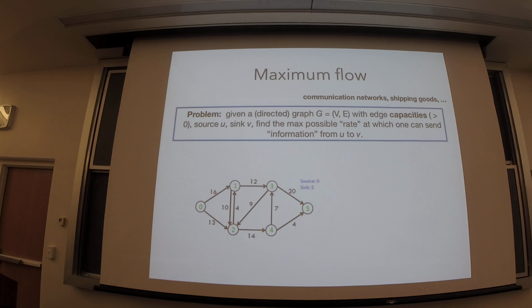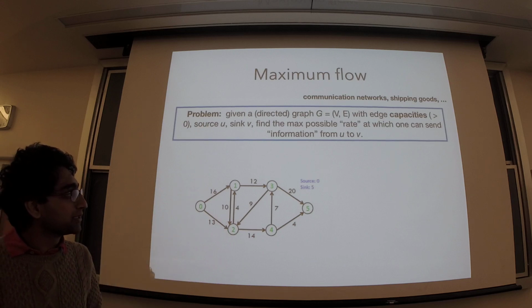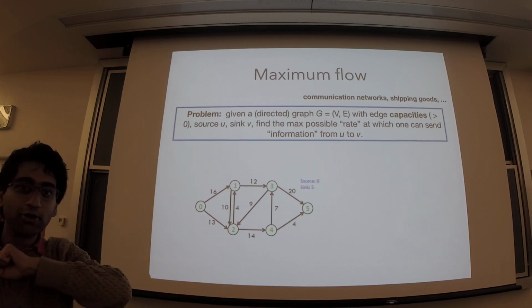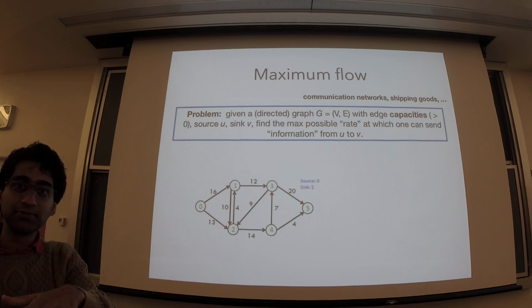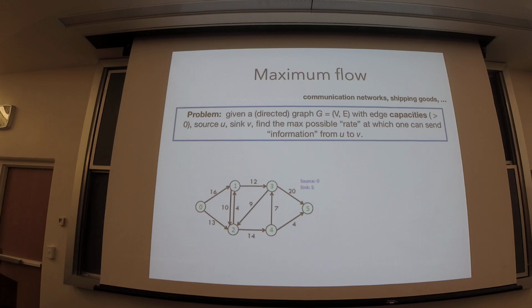Alright, so let me define the first problem. It's called the maximum flow in a network. You should think of these as communication networks or networks where you ship goods from one place to the other, or you can think of electricity distribution or water distribution, something like this. Those are the kind of networks we have in mind.